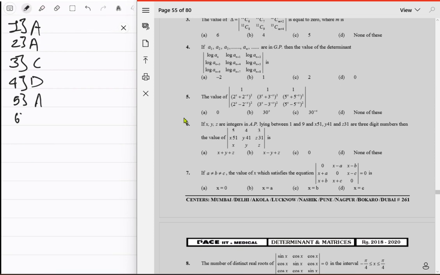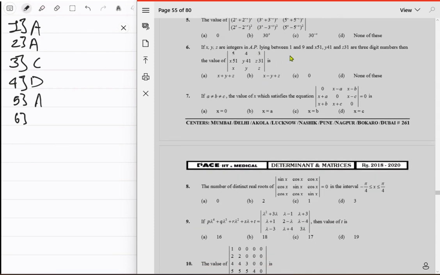Sixth question. x, y, z are integers in AP lying between 1 and 9. And what are these things? Three digit numbers. Okay, so x, y, z are actually digits, right? So fine. Then the value of this thing is, you got x, y, and you got, okay.